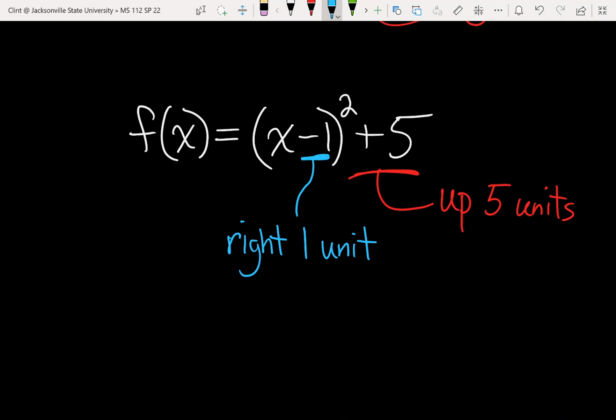So I don't have a grid over here, but if we started with our parabola, and that says we should go up 5 units, 1, 2, 3, 4, 5, and then to the right 1 unit, then our new graph would be over here. Be kind of a diagonal shift there.